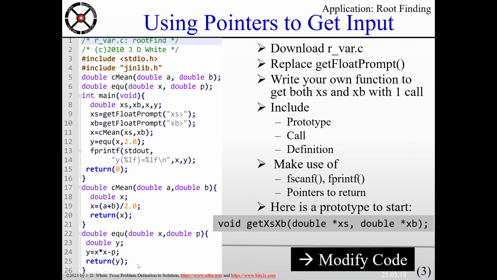Here is the code that you were working on last week for your homework, this piece of code, rvar.c. You were replacing the get float prompts and writing your own function to get both xs and xb with one call. You need to include the prototype and make use of f_scanf and fprintf and pointers to return. Our goal now is just to modify this code.